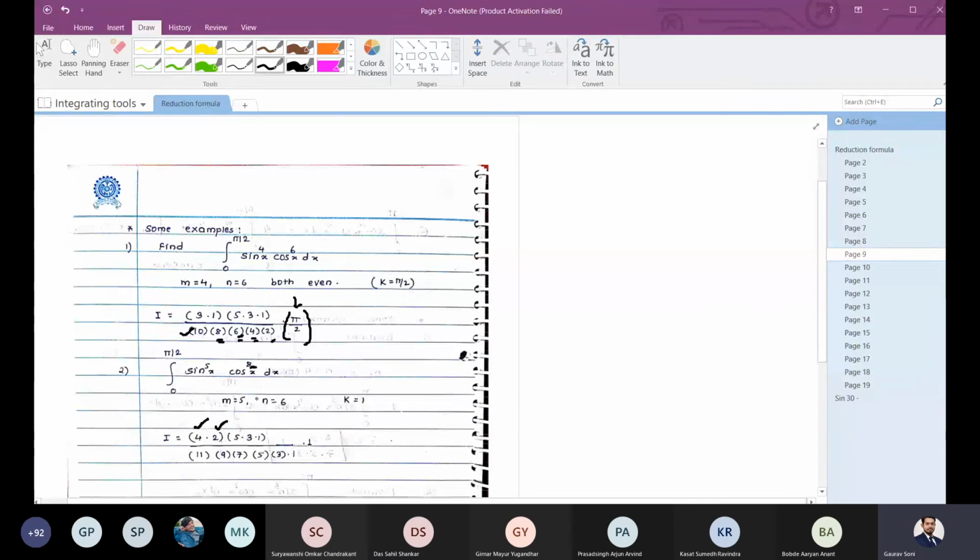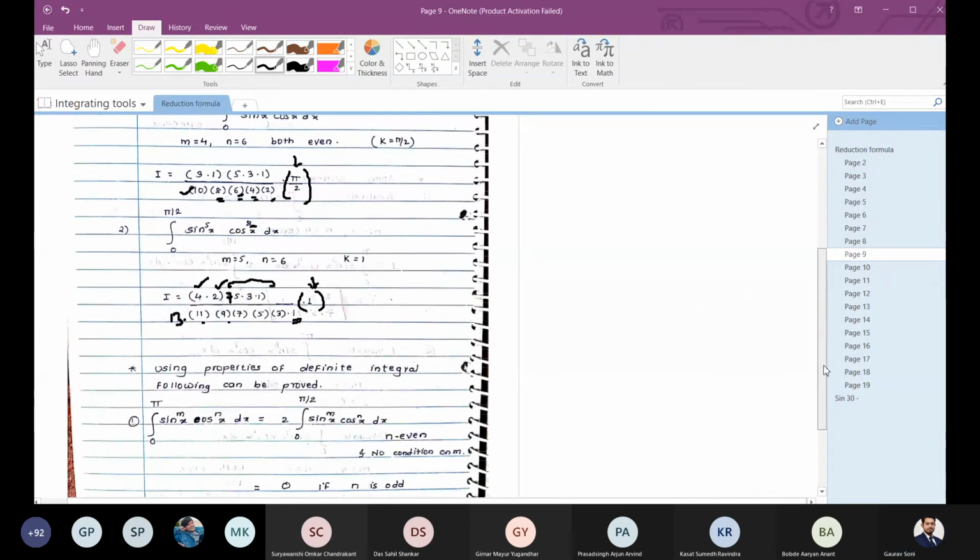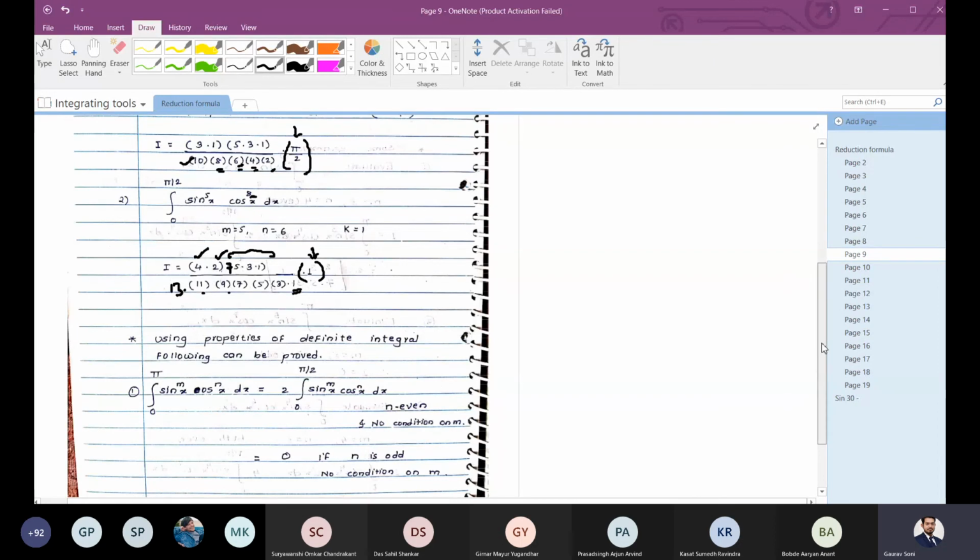You are talking about the second one? Yes, sir. The m is 5. This is wrong. It has to be 7. There has to be 7 first, as the power is 8. Yes, sir. So 7, 5, 3 and 1. In the denominator, it will be 8 and 5, it is 13. 13, 11, 9, 7, 5, 3 and 1. As one is even and the other is odd, multiply by 1. Okay. Yes, sir.